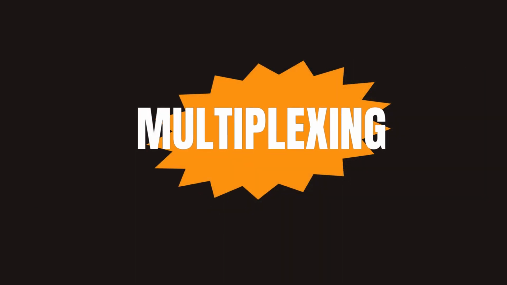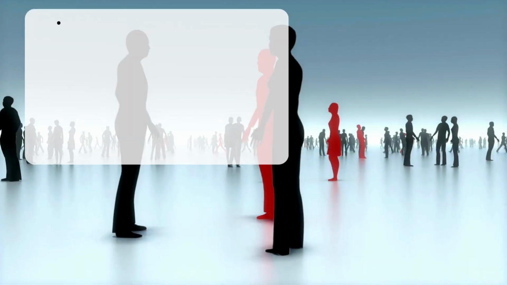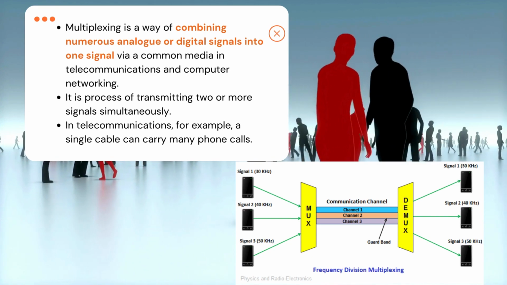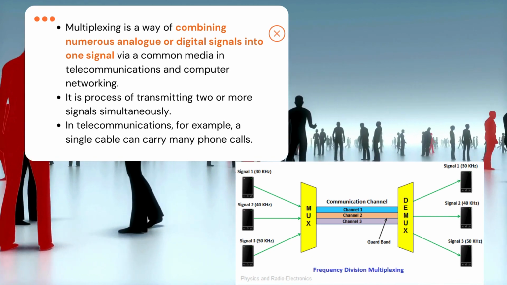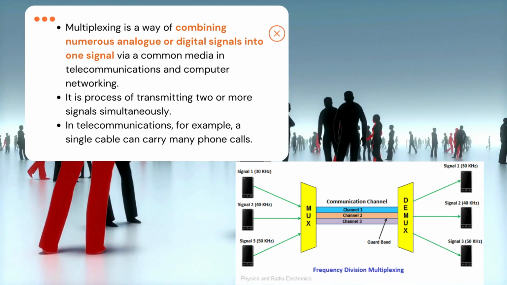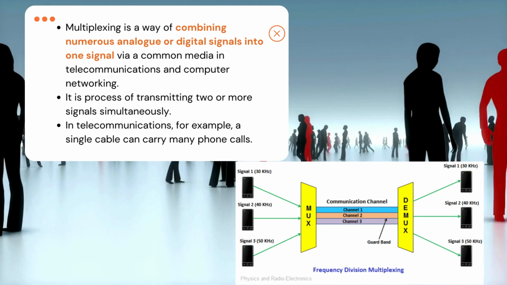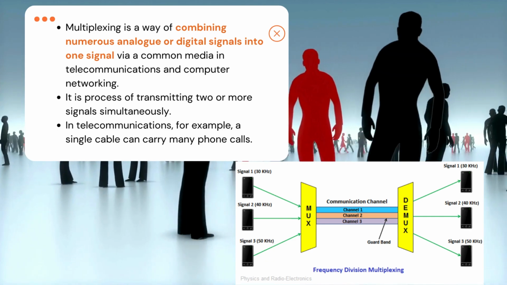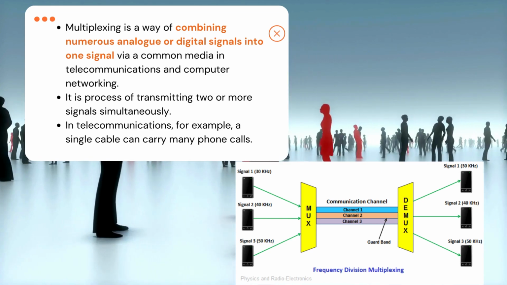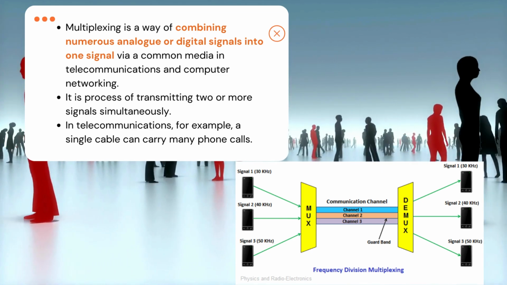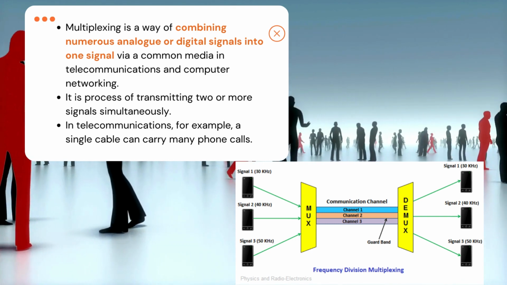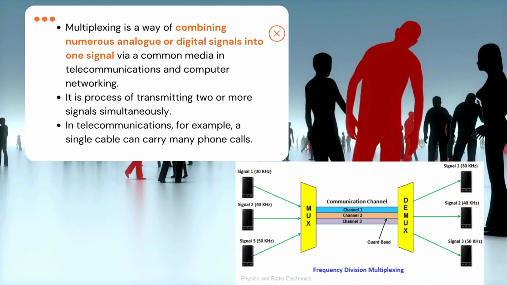Moving on to multiplexing. Multiplexing is a way of combining numerous analog or digital signals into one signal via a common medium in telecommunications and computer networking. It is the process of transmitting two or more signals simultaneously. In telecommunications, for example, a single cable can carry many phone calls. Frequency division multiplexing, FDM, involves the simultaneous transmission of multiple signals over a shared communication medium by allocating each signal to a unique frequency band.